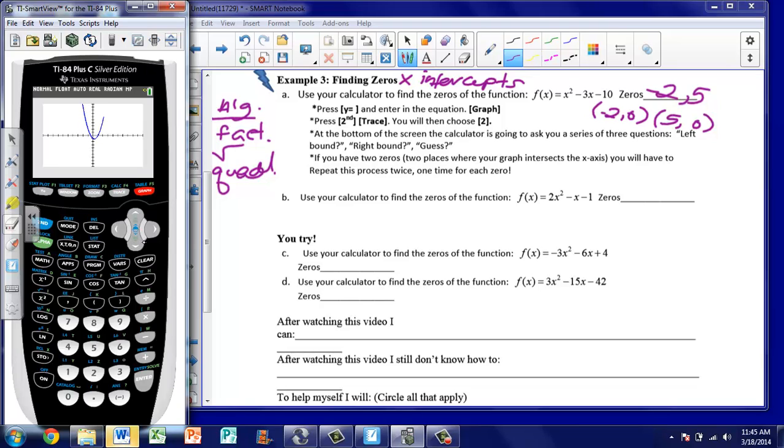So here's my parabola, and I want to figure out what are the zeros. So this one kind of looks like it might be a fraction, because here's -1 and it's not quite there. This one might be a +1, but we're going to be safe. We're going to double check. So we go through the process.